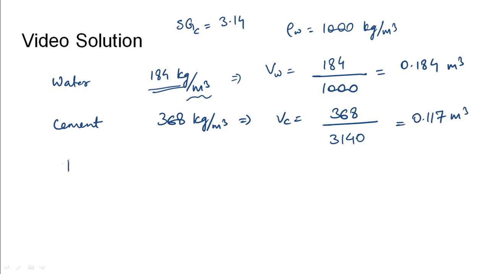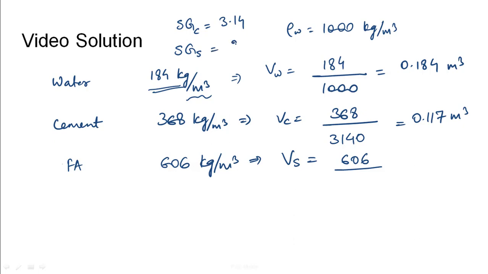Next, for fine aggregate, that is sand, it is given as 606 kg per meter cube. So the volume of sand would be equal to 606 divided by its density. So the density of sand is mentioned in the form of specific gravity, that is given as 2.67. So that would become, in the form of density, 2670, and this would become 0.227 meter cube.